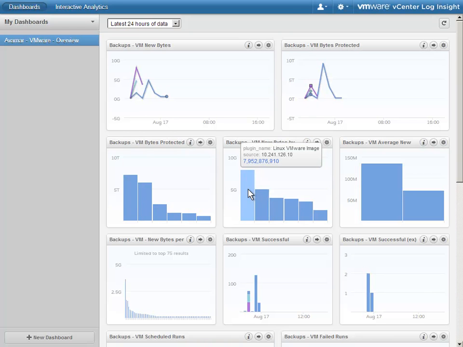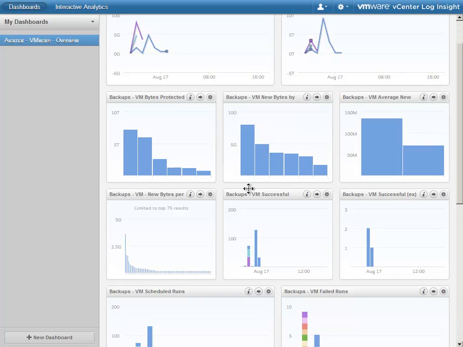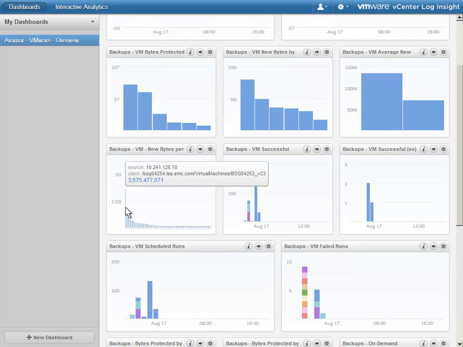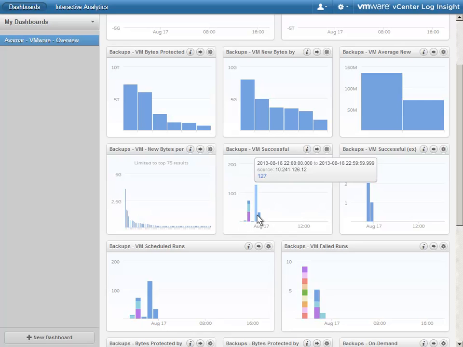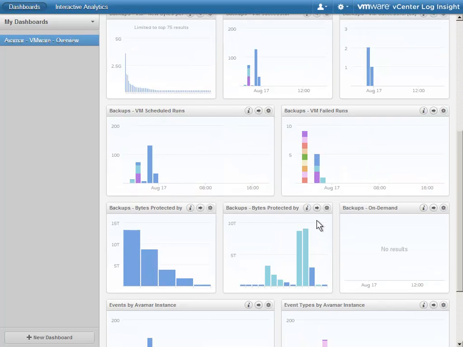So here we're looking at certain things like the amount of space per type of operating system, whether that's Windows or Linux. We're also looking at the biggest consumers of space within our backup appliance, so we can choose out the ones that we may need to look at. And then we can also see the successful runs, so how many virtual machines were successfully backed up during which period.